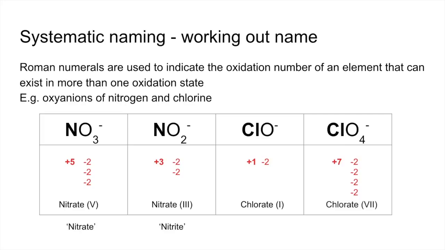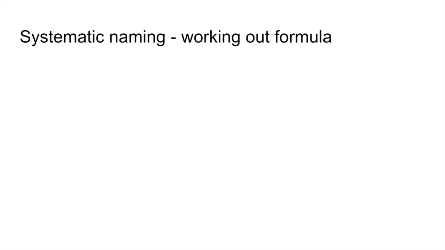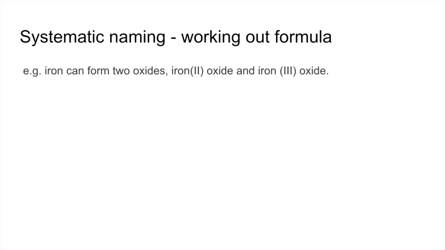And the alternative names for these are hypochlorite and perchlorate. But seriously, don't worry too much about the alternative names. It's literally just the chlorate name and the Roman numeral that an exam would be asking for. So the final slide is systematic naming, but we're working out the formula now. So kind of doing it the other way around. So we'll use iron oxides to illustrate this one.